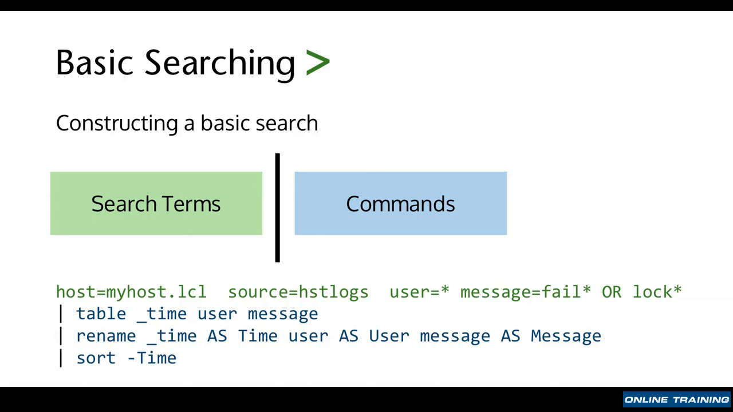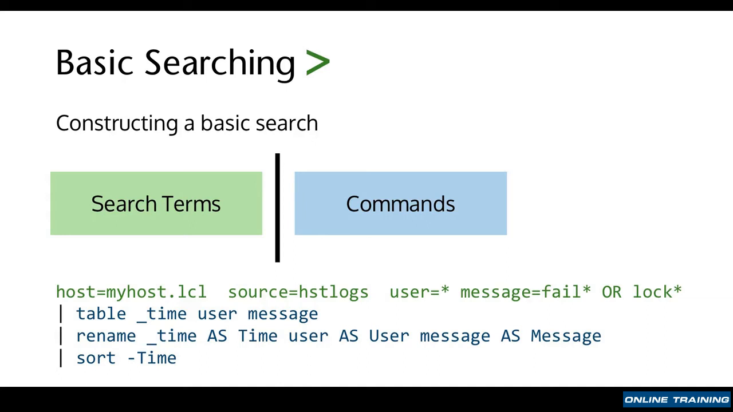And we're using a Boolean operator there, OR, and lock asterisk. So that could be lock, locked, locks, I guess. So we're telling Splunk that we want to know every user, and we want the message to equal something that starts with fail or something that starts with lock. And that's different than AND. If we did AND, then the message would have to contain both fail and lock. But since we're doing OR, the message can contain fail or lock.